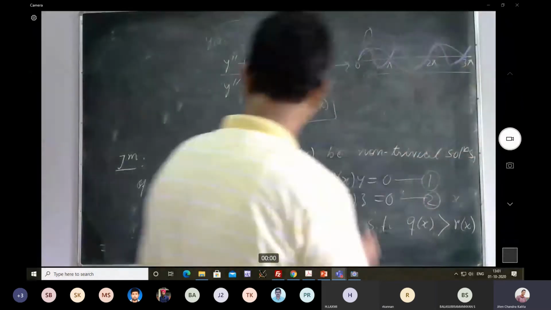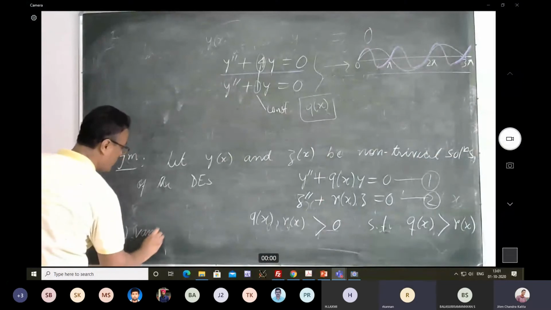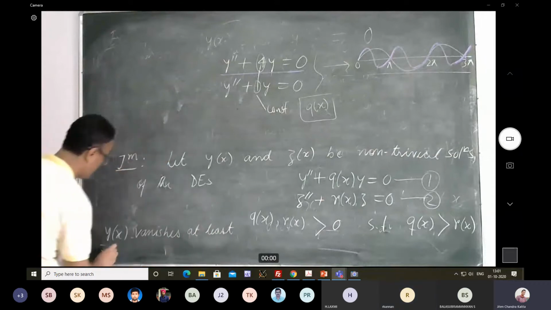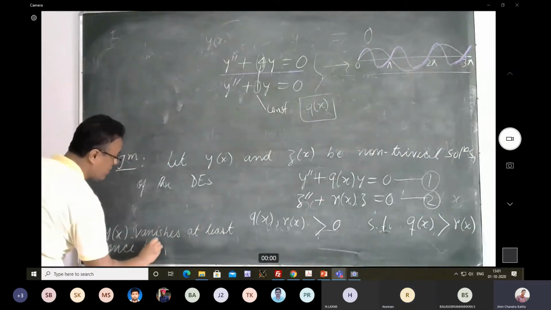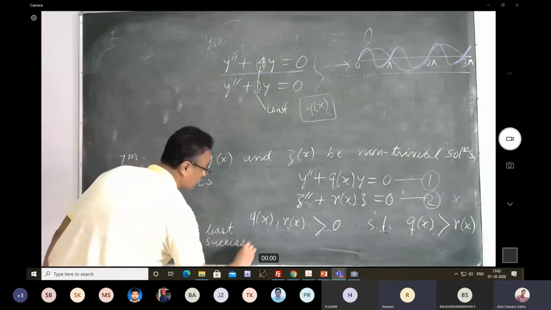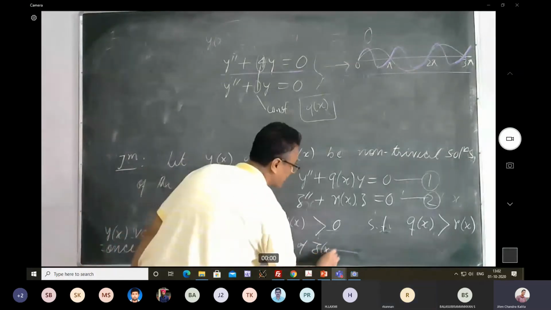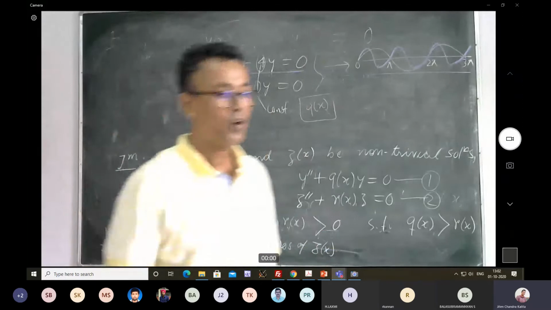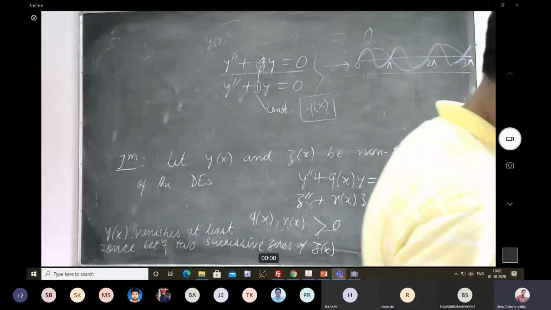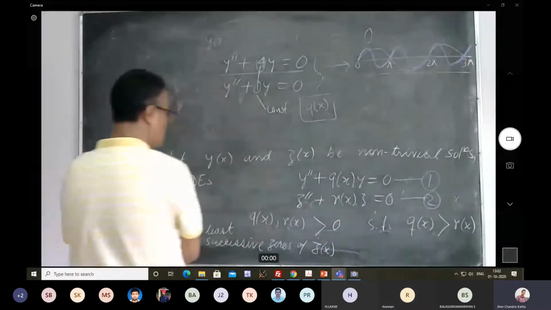Then the theorem says that y(x) vanishes at least once between two successive zeros of z(x). Two successive zeros of z(x). At least once between any two successive zeros of z(x).